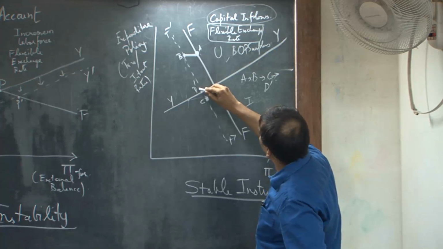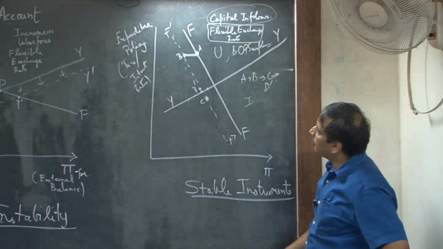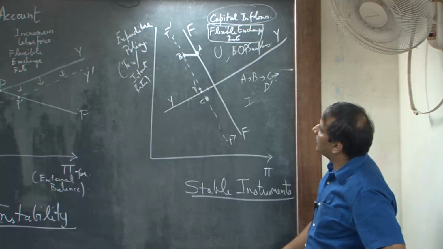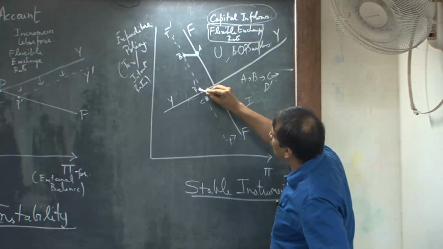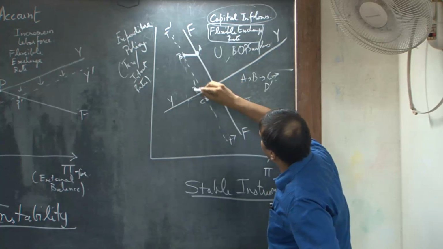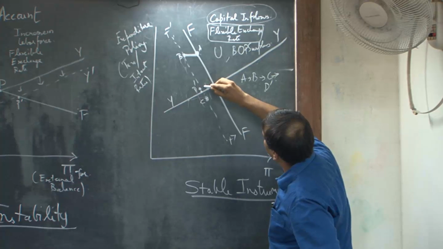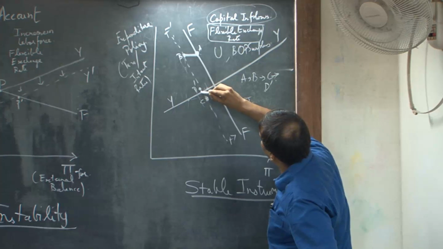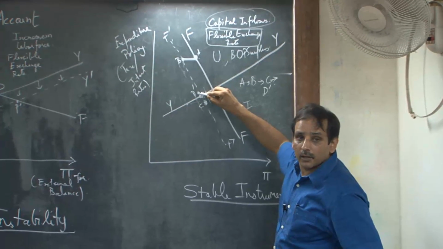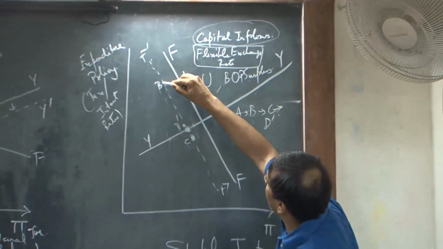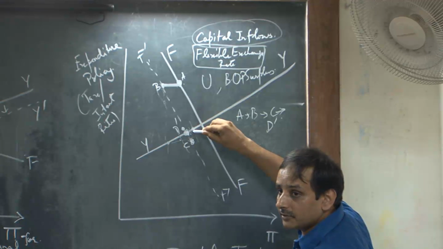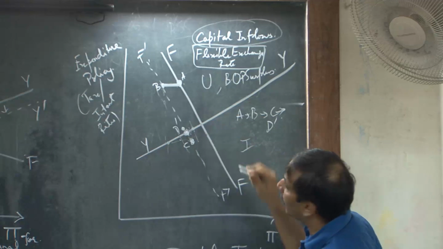At D dash you are above the YY curve. There is unemployment, so you adopt less restrictive expenditure policy. You cannot come to YY, but you come here. So the movement is this, then this, then this, then this, then this, and then finally to the equilibrium point. So an appreciation, then a depreciation, then an appreciation, then a depreciation, and then finally to the equilibrium point.